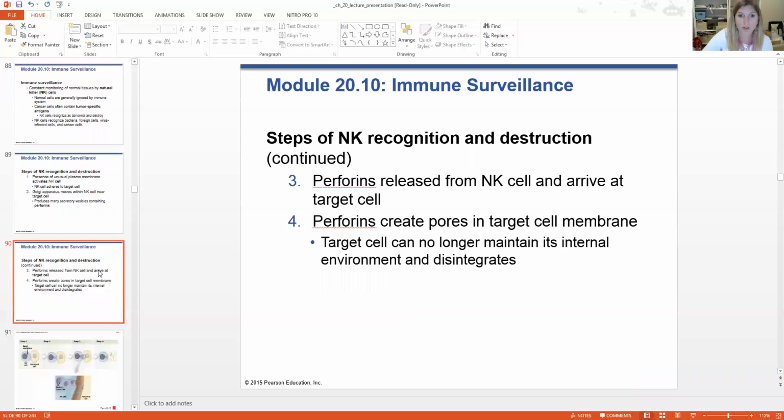So those perforins, which are released from the natural killer cell, go to the target cell and create pores or perforate that target cell. And then that target cell can no longer maintain its internal environment because it's leaking outside of itself, and therefore that target cell has been destroyed. That's how natural killer cells work.